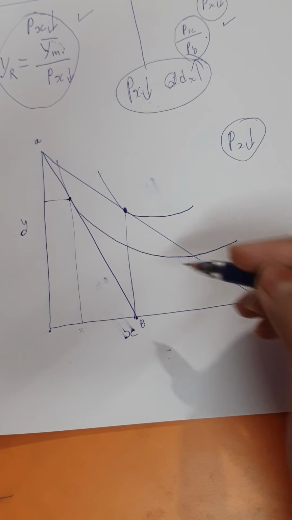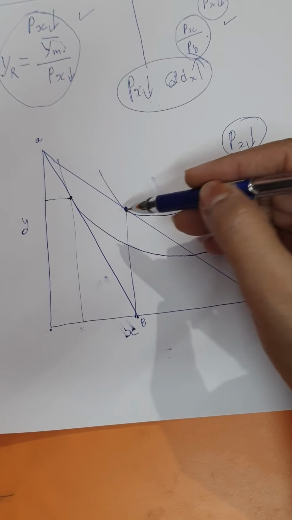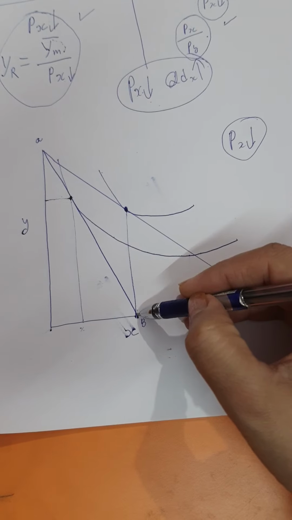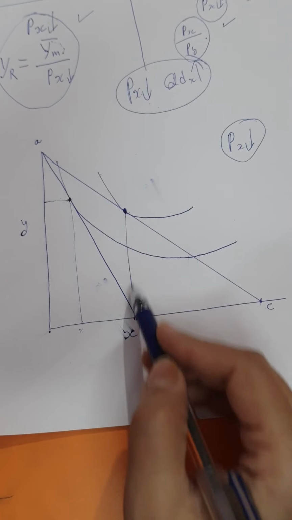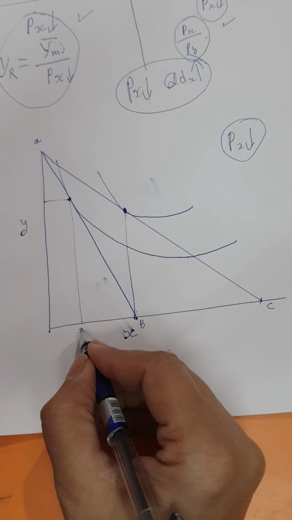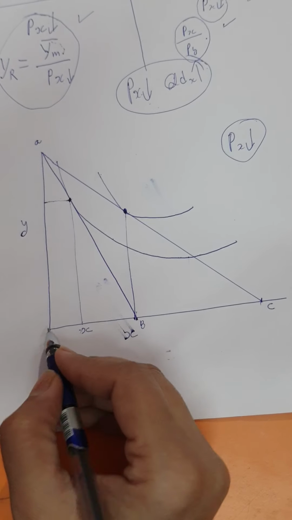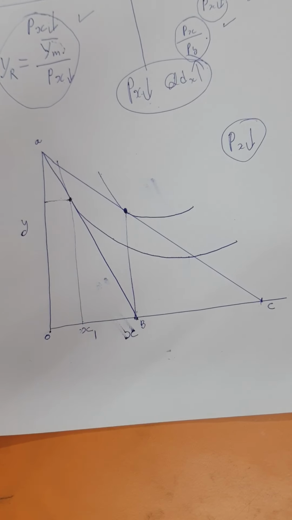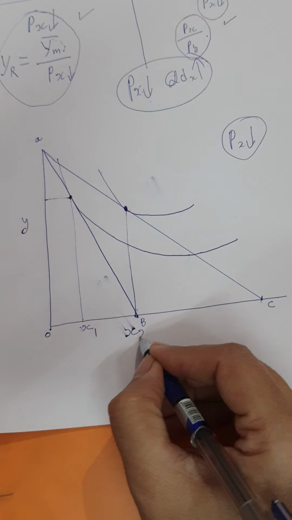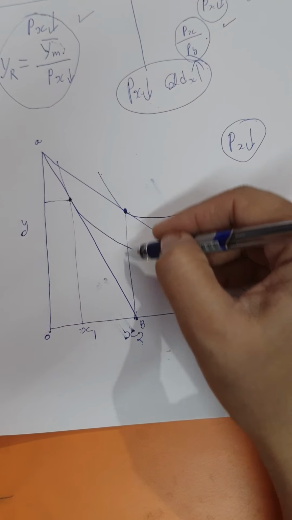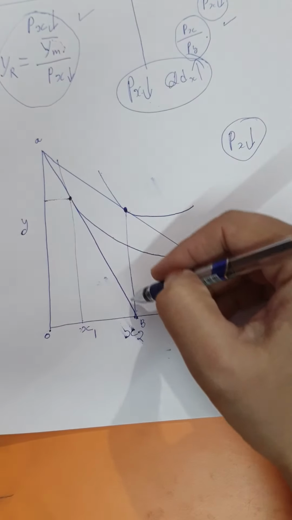So now we will start from the same point. This is your new x. You are consuming new x, this much of x. Earlier you were purchasing this much of x, ox1. Now you are purchasing ox2. Okay, this point comes on this budget line.